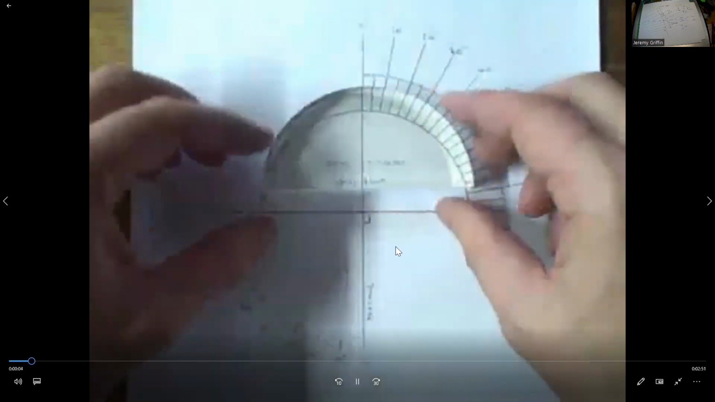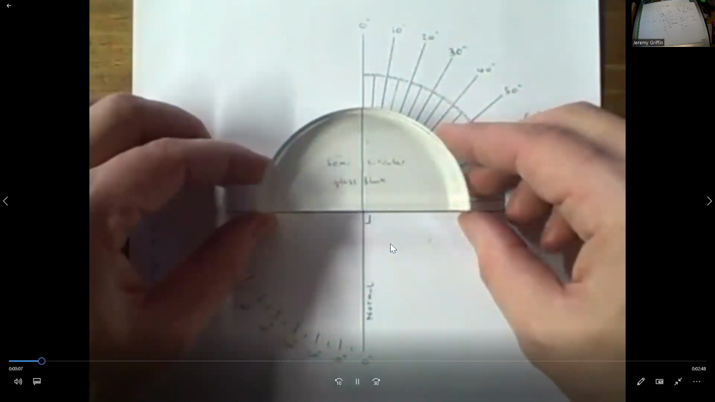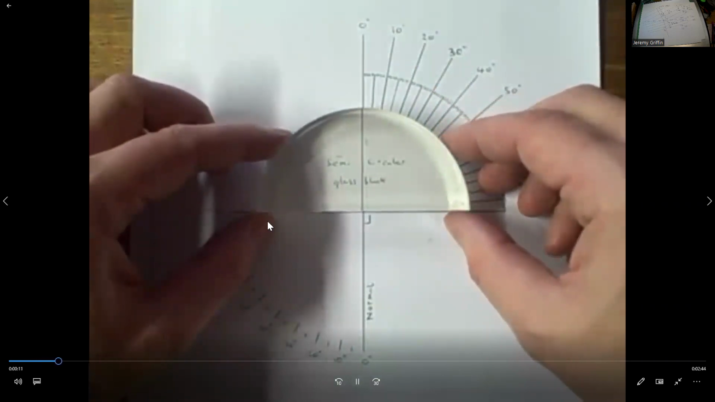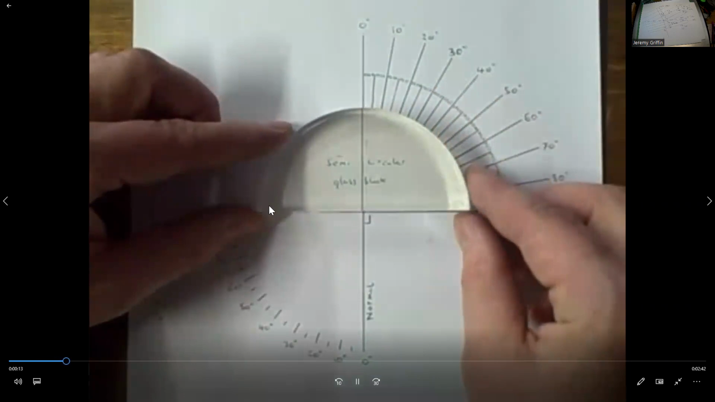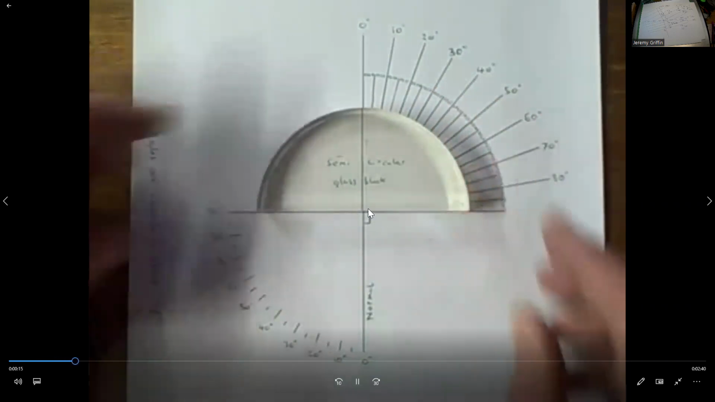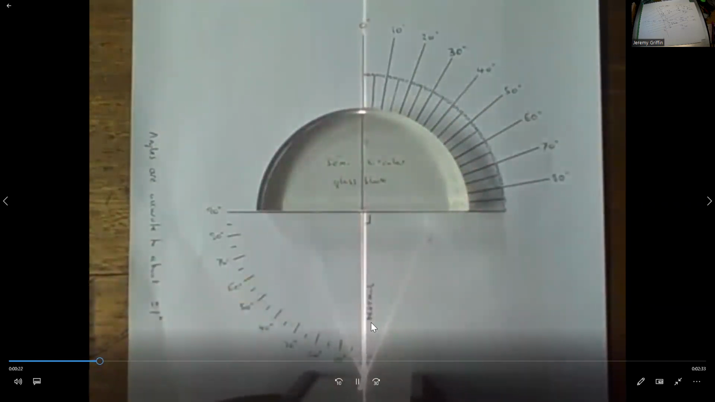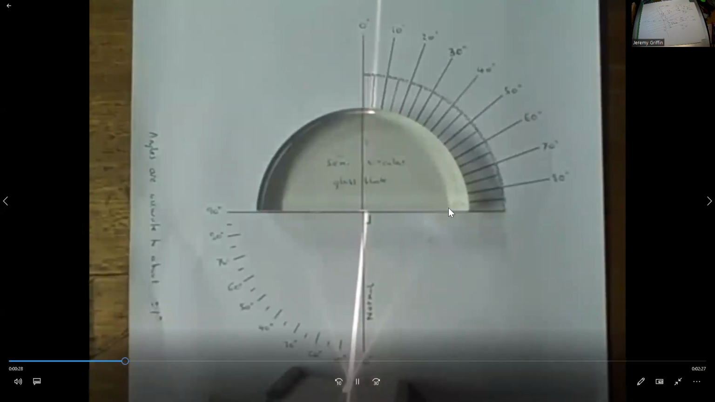Snell's law. Oh, look at that. It's a semicircle glass piece, just like I was showing you guys. Right, so this flat line here is the boundary between the air and the glass. And look, he already has a normal line set up. It says normal. You guys see it says normal? That's because it's perpendicular to this interface right there.